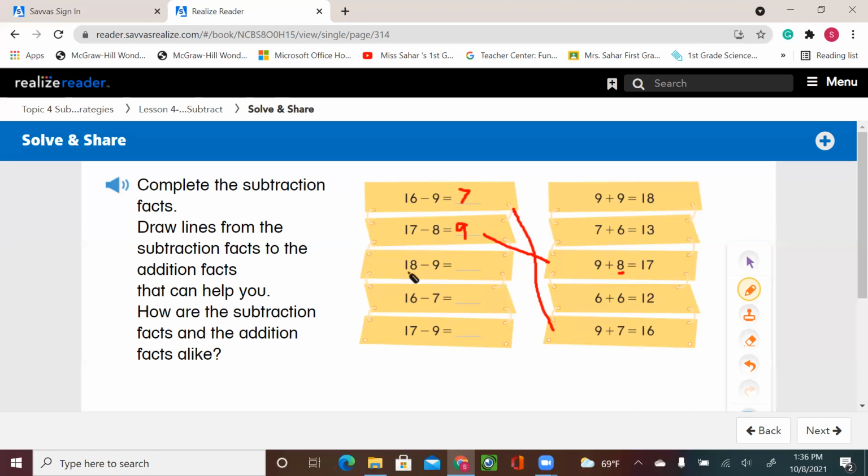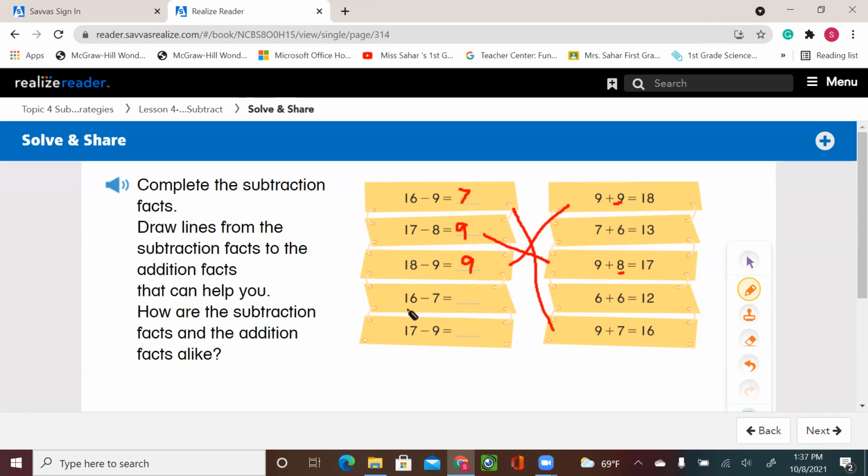All right, now we have 18 take away 9 equals. That means 9 plus something equals 18. So I'm going back here. I'm looking for an addition fact that if I add 9 to another number, the total or the sum will be 18. And I found it right there. 9 plus 9 equals 18. I'm going to draw a line here, and I'm going to write the missing number, which is 9.